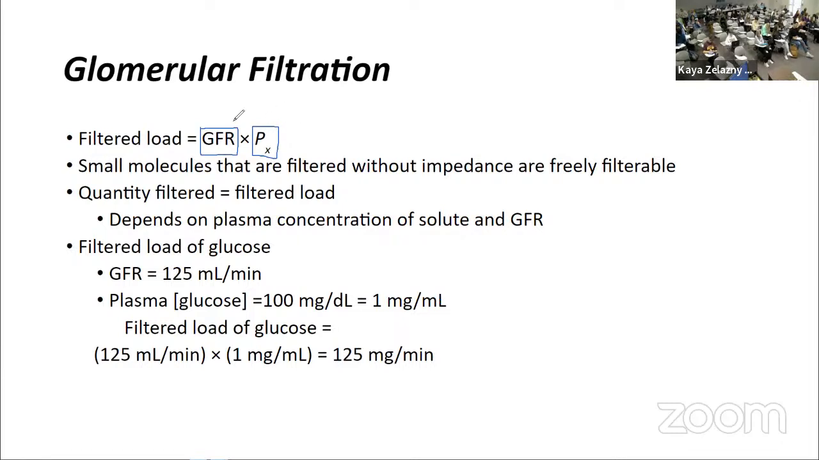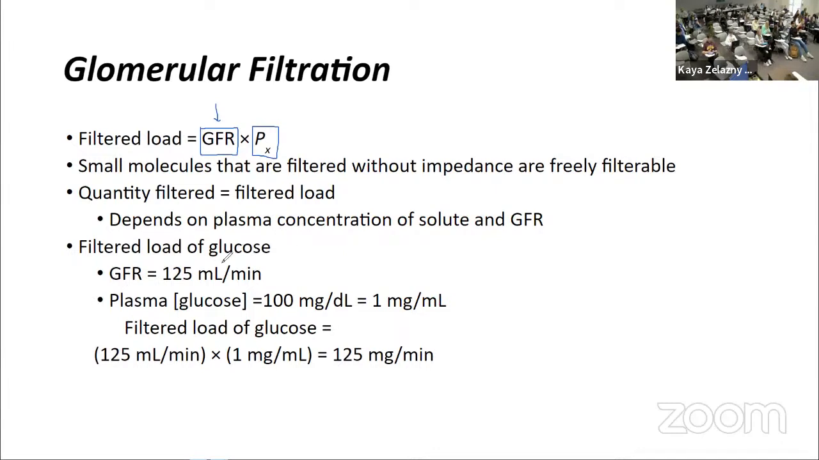So it depends on the glomerular filtration rate. Typical is 125, but if you're suddenly filtering, say, 300 milliliters per minute of plasma, then you would have a larger filtered load as well. It's also going to depend on the concentration of whatever molecule you're tracking.